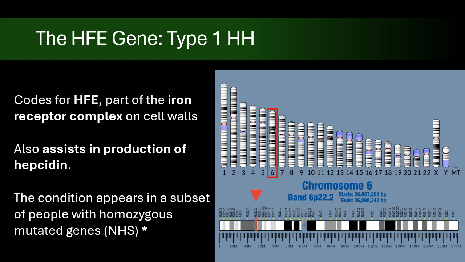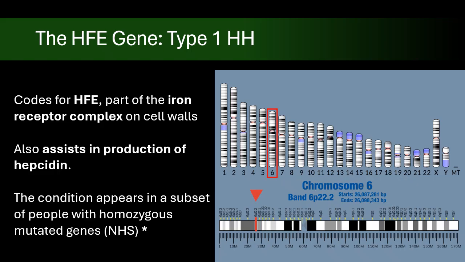The NHS website says that the condition of haemochromatosis will appear in a subset of people with 2 mutated HFE genes, and it's doing its best to simplify the condition for people who might be worried that they have it or just researching it. In reality, there are many different mutations that can occur on the HFE gene, and some of them require 1 mutated gene, some of them require 2 mutated genes, some of them can have 2 different mutated genes to cause symptoms to arise.